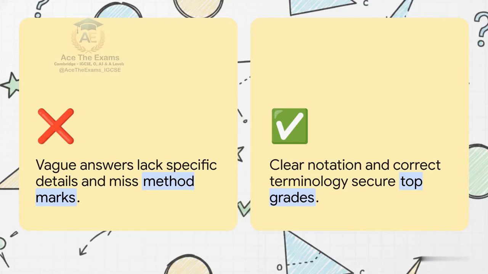Now look at the winning approach on the right side of the screen. The magnitude of the position vector is 5. Its direction is along the positive y-axis. Applying scalar multiplication by a factor of 2 yields a new magnitude of 10. Do you see the night and day difference there? We are using proper mathematical headings, the correct technical terminology, and highly specific context.